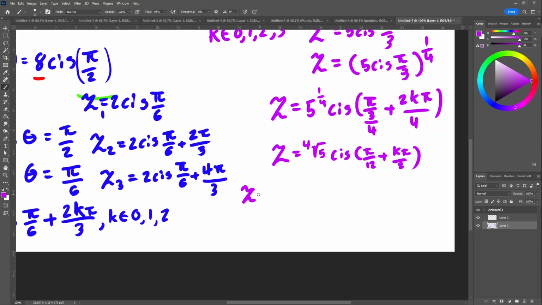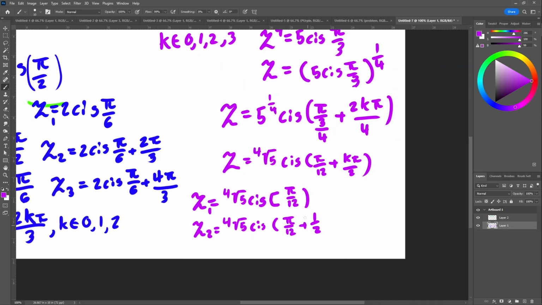So our four solutions, z1 is equal to 4th root of 5 cis pi over 12, because we can start with k is equal to 0. z2 is equal to 4th root of 5 cis pi over 12 plus 1/2. Well, actually, I'm kind of lazy. I could have just done the math myself. That would be 7 pi over 12.